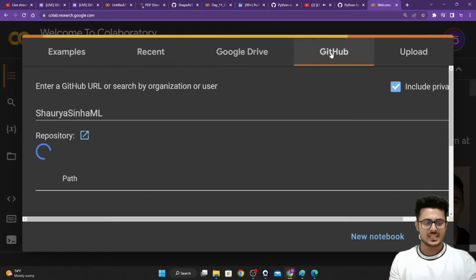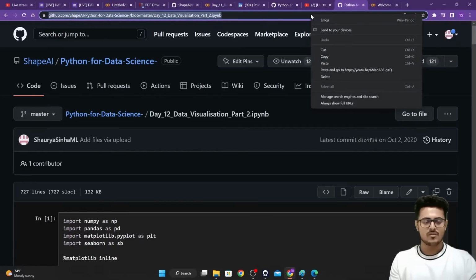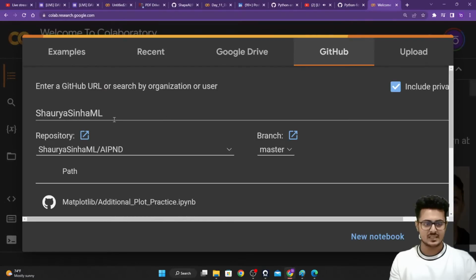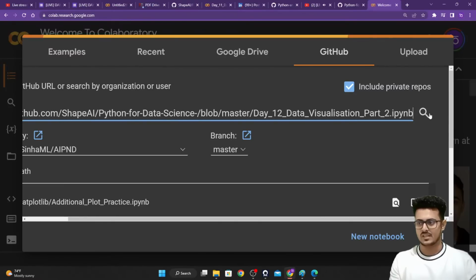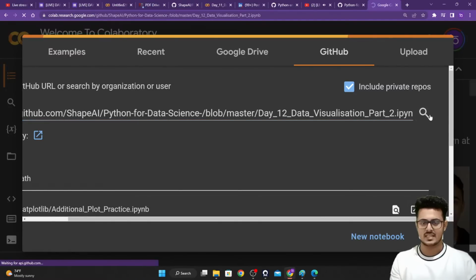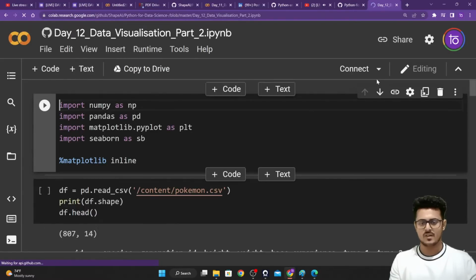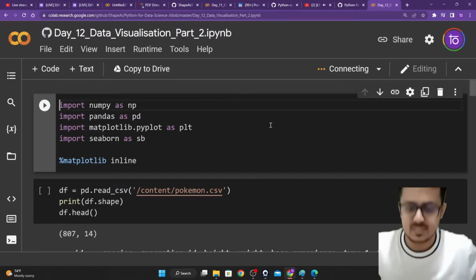We're going to go to GitHub. We're going to copy the link or URL for our date 12 data visualization. We are going to copy that and paste the link right over here. So we are going to remove this, paste our link, and then click on this search button, guys. That will open up your notebook inside of Colab. You're going to click on connect. So it will connect us to the servers at Google Colab itself.